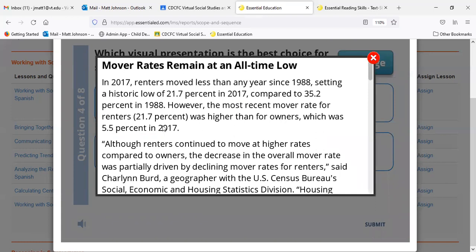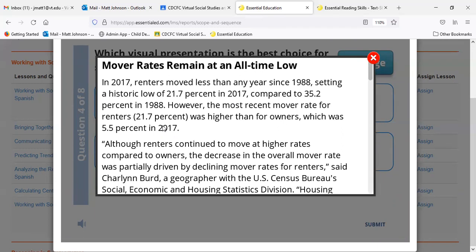Okay, so this is about movers. 2017, renters moved less than any year since 1988. But let's look at the numbers here, right? So a historic low of 21.7% in 2017 compared to 35.2% in 1988. So we can already start thinking, okay, it's been going down. 1988, 35.2, 2017, 21.7. So now we can start thinking about numbers.